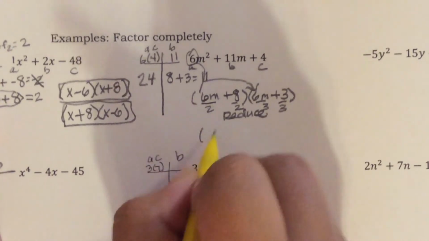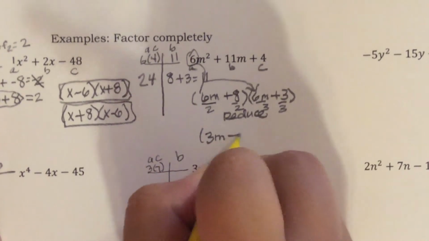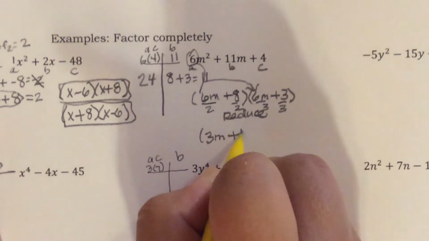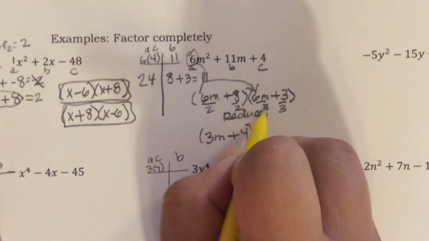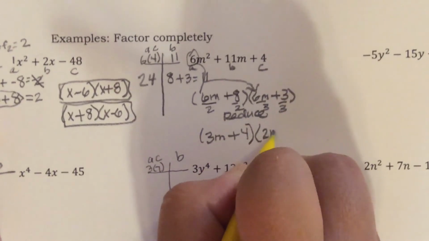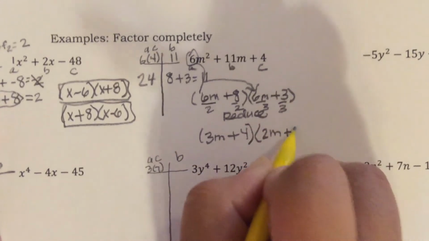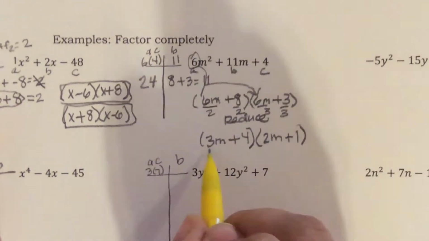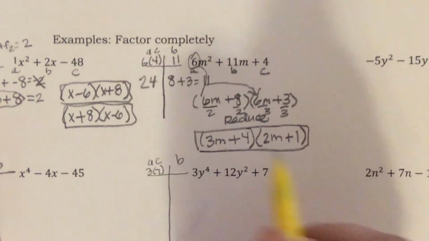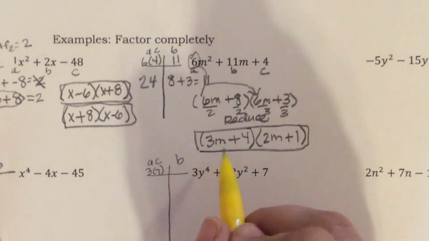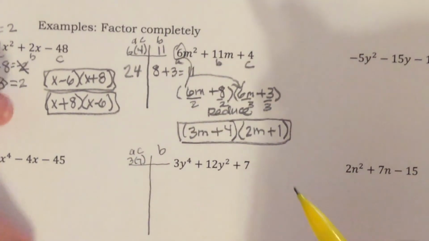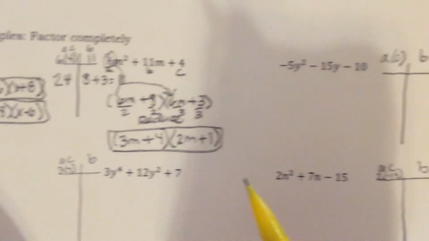So then 6 divided by 2 is 3m. Plus 8 divided by 2 is 4. 6 divided by 3 is 2m. Plus 3 divided by 3 is 1. And so then this is your factored form. Or it could be 2m plus 1 times 3m plus 4. That's the other way you could also write it. Okay, right here.